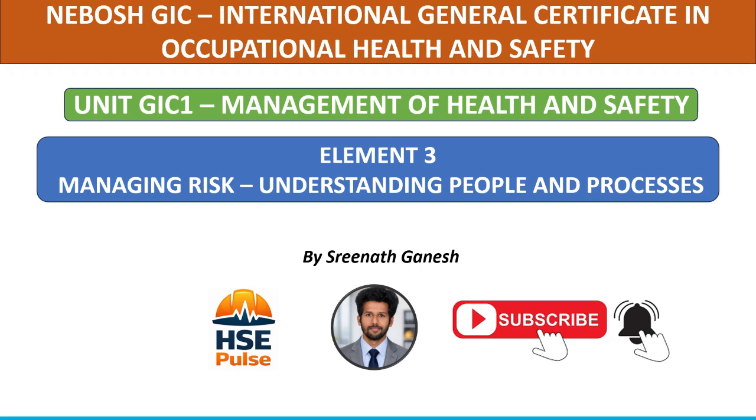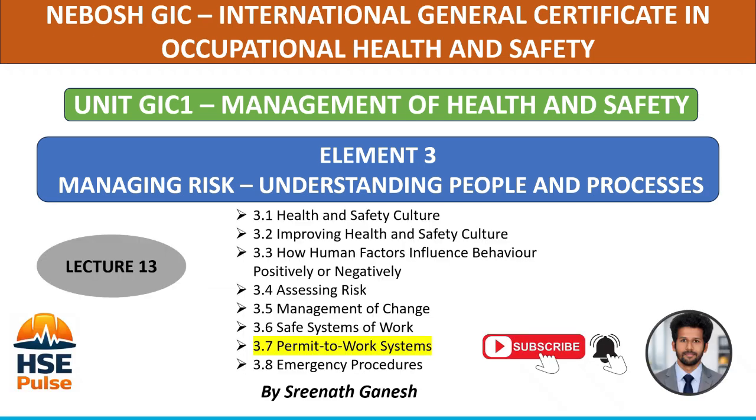As part of the NEBOSH GIC course series, we are currently under Unit GIC1, Management of Health and Safety, and Element 3, Managing Risk, Understanding People and Processes. Under Element 3, there are totally 8 sub-elements available. Up to 3.6 safe systems of work, we have already covered in the previous videos. This video is purely about 3.7 permit to work systems.